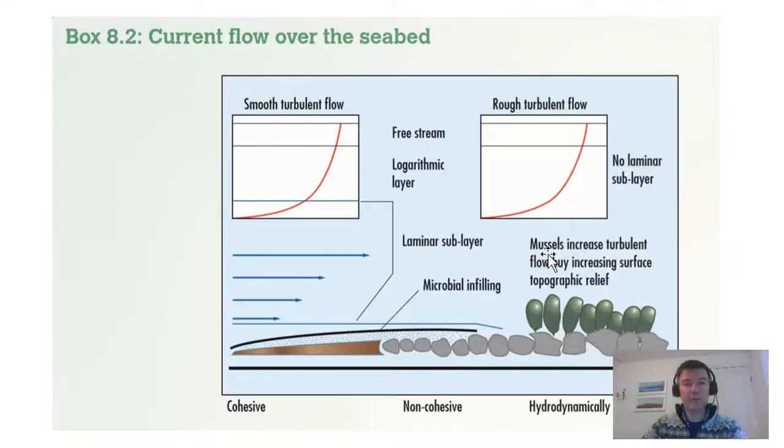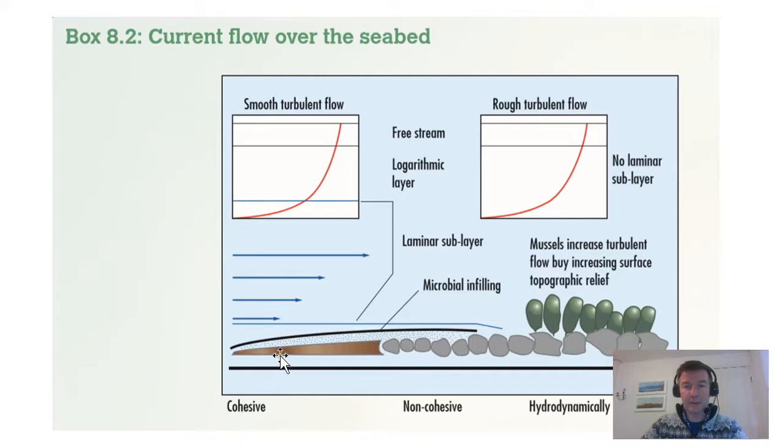So I'm going to explain box 8.2, and this is designed to illustrate how biological processes affect current flow over the seabed and also oceanographic processes. So in this diagram we've got two different scenarios.